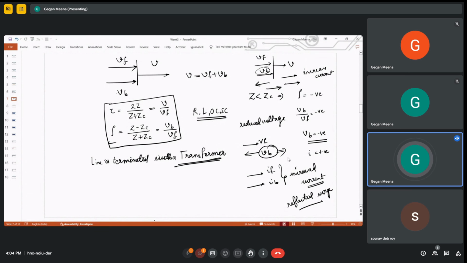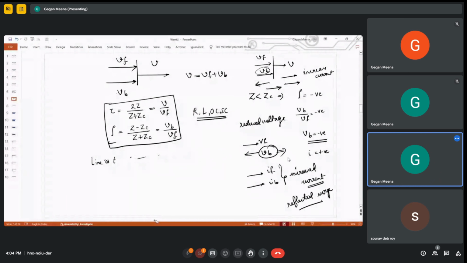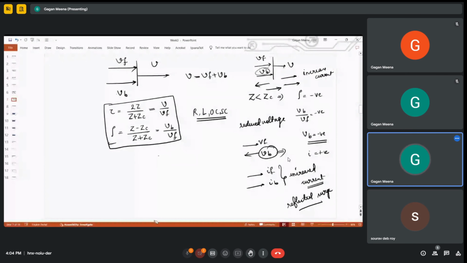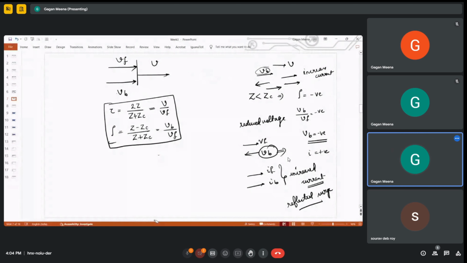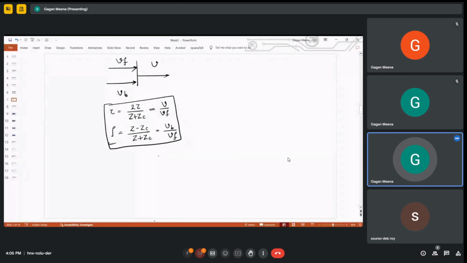So now we'll see what happens if there is a junction of two transmission lines. Let this be like this only. This formula we are going to use again and again. Here the ZC is already there, so we can replace it by ZC1.